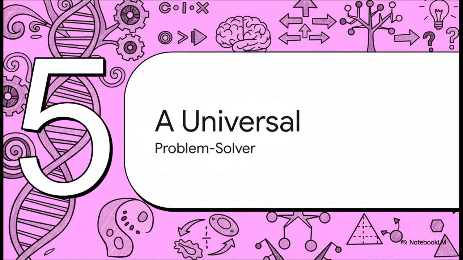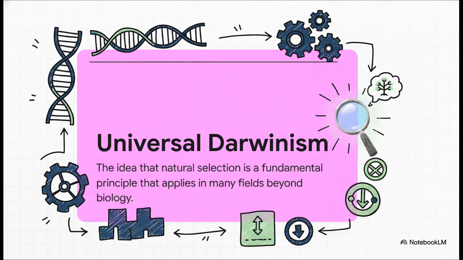So what's the big takeaway here? The fact that we can apply Darwin's core principles to something as abstract as a math problem, that suggests we've stumbled onto something much, much bigger than just biology. It looks like we've found a universal problem-solving algorithm. This incredible idea actually has a name: universal Darwinism. It's the theory that evolution by natural selection isn't just for living things. It's a fundamental principle that explains how you get complex, really well-designed systems from a simple process of variation, inheritance, and selection. And it doesn't matter if that system is life, or an economy, or a computer program.